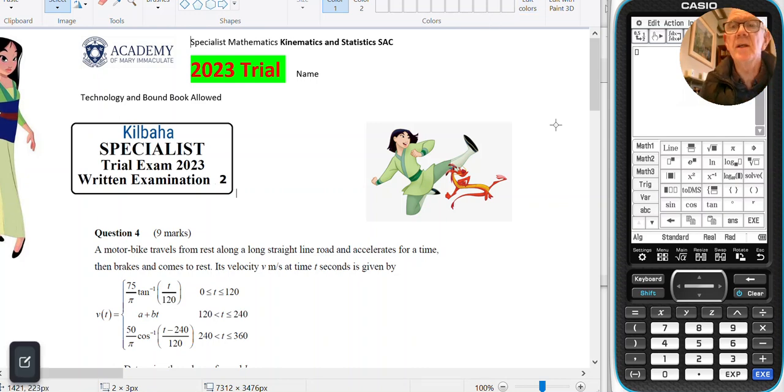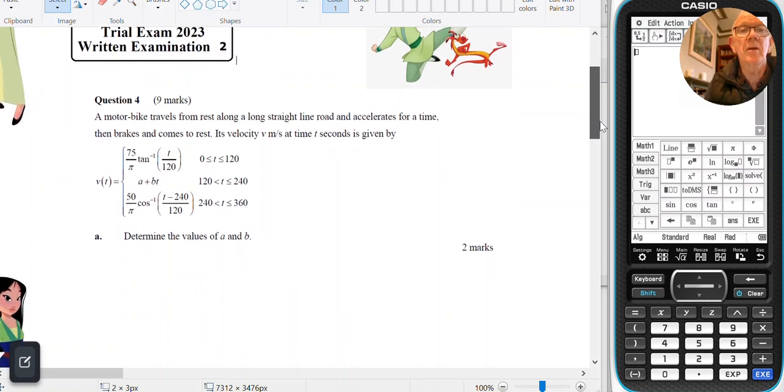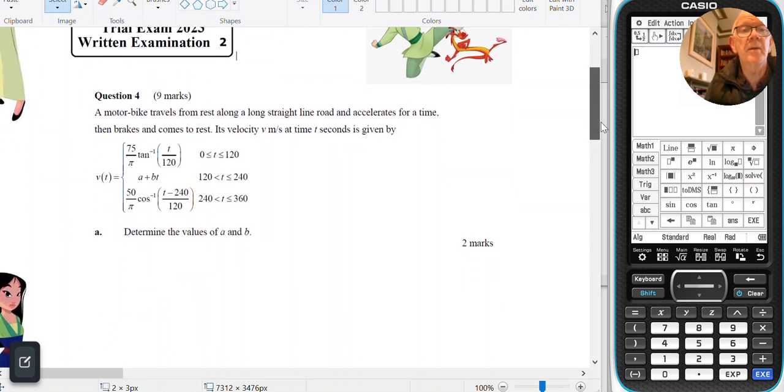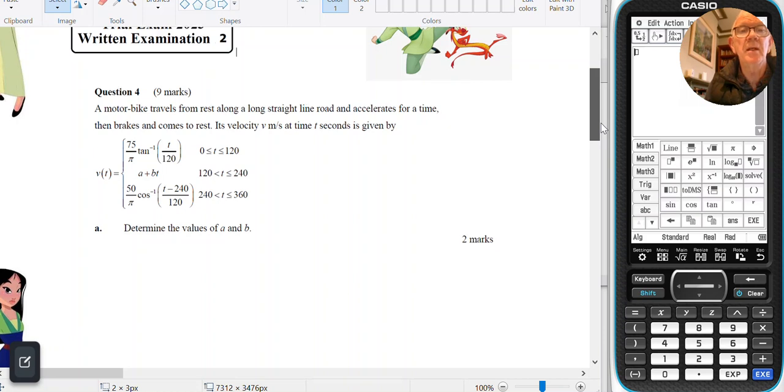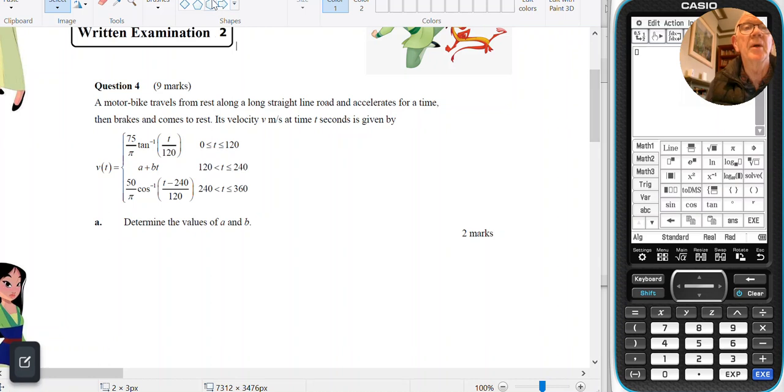Okay, so question number 4 from Kilbaha. A motorbike travels from rest along a straight line and accelerates in time, then brakes, then comes to rest. It's velocity time graphs. This is a velocity time graph. We have 3 components to it, and we have 3 different time periods to it. A and B are part of the middle.